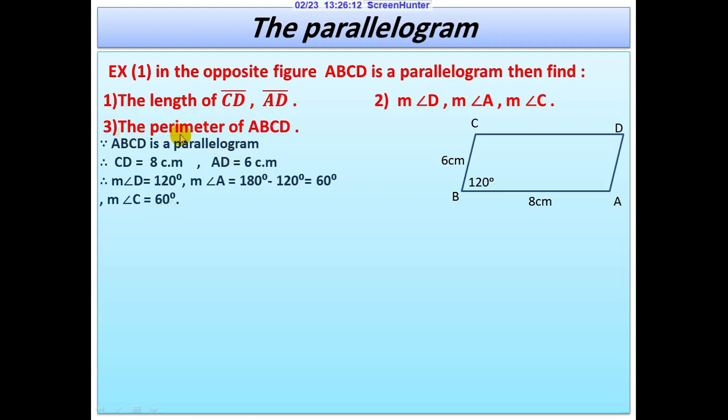Now we can find the perimeter of shape ABCD. How? To find the perimeter of any shape, we just add its sides. Now we have all sides. So to find the perimeter of the parallelogram, we can write, therefore, the perimeter of parallelogram ABCD equals 6 plus 6 plus 8 plus 8, equals 28 centimeters.